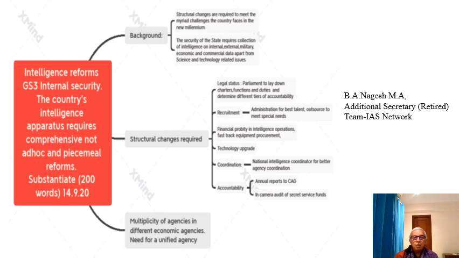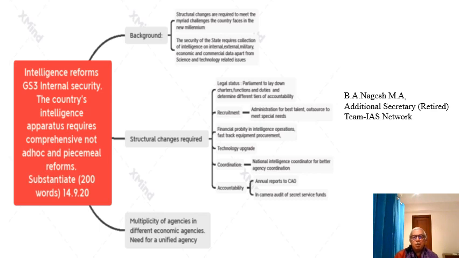What do I mean by intelligence reforms, and why is it considered important in the present context? See, the question for discussion. The country's intelligence apparatus requires comprehensive, not ad hoc and piecemeal reforms. So what the examiner is looking from you is, what reforms do you suggest in the present context to the working of the country's intelligence apparatus? Substantiate in 200 words.